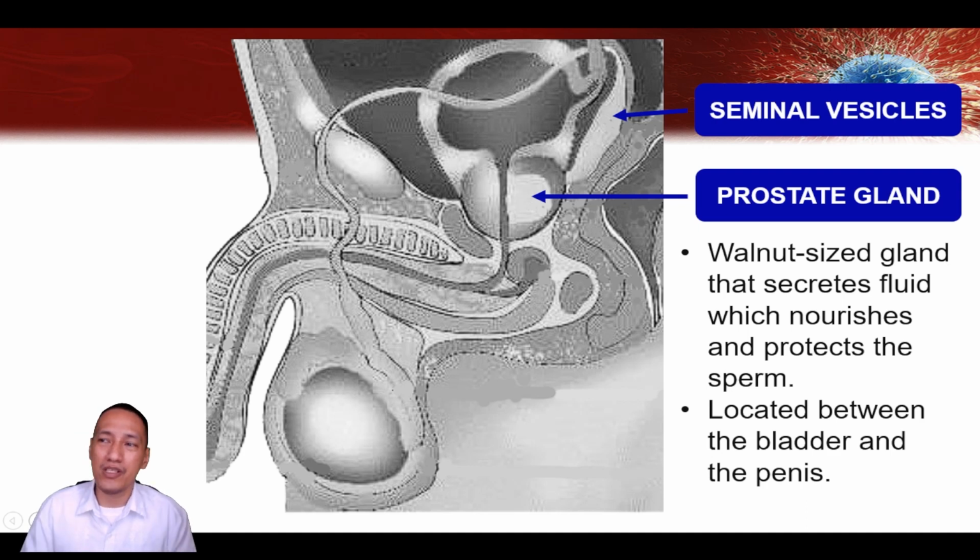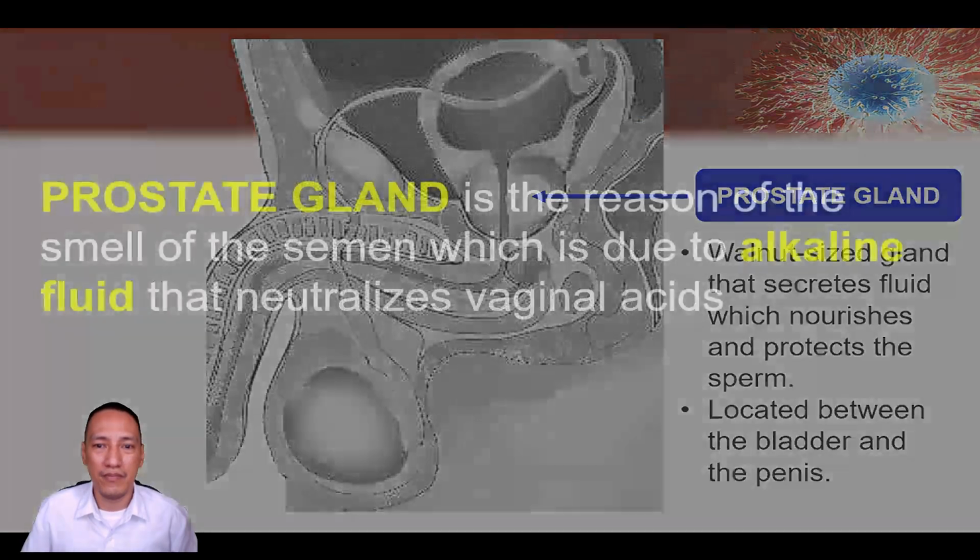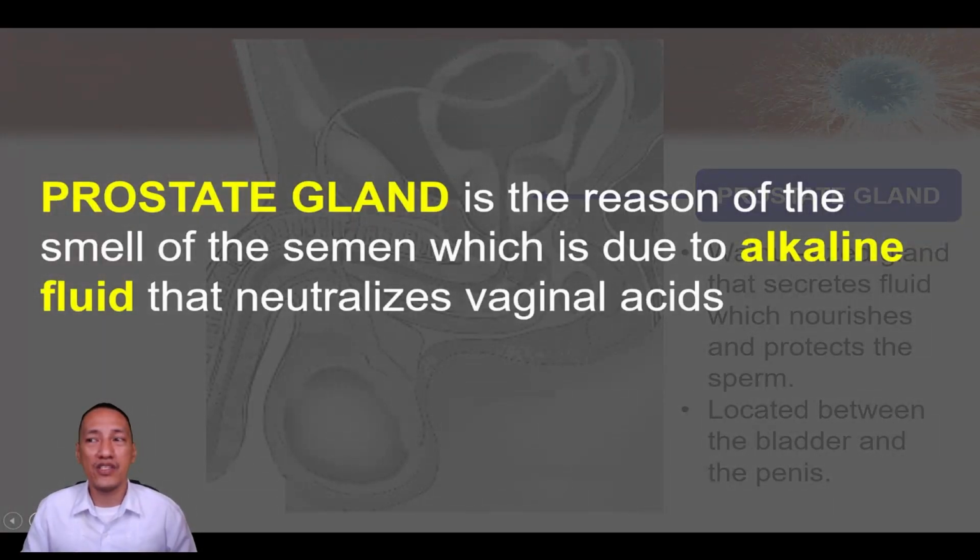Ano naman yung prostate gland? It is a walnut-sized gland that secretes ng sustansya para sa sperm cell and it is located between the bladder and the penis. Ano yung bladder? Ito yung lalagyan ng ating urine or ihi matapos maipon ito galing sa filtration ng kidney. Prostate gland is the reason of the smell of the semen which is due to alkaline fluid that neutralizes vaginal acids.